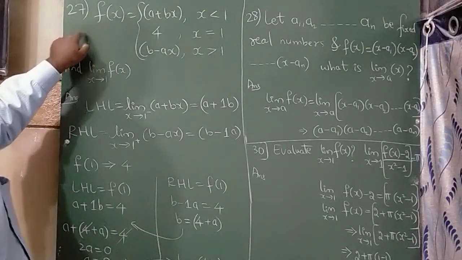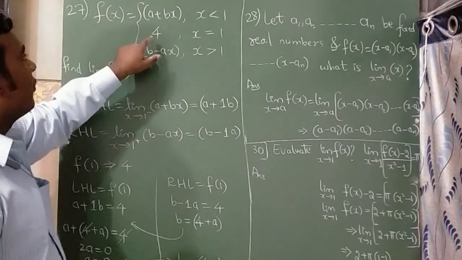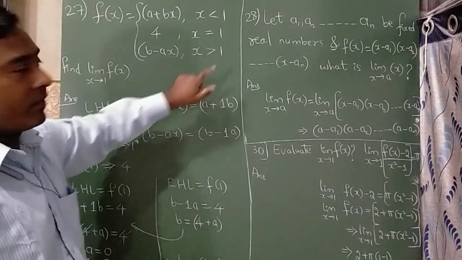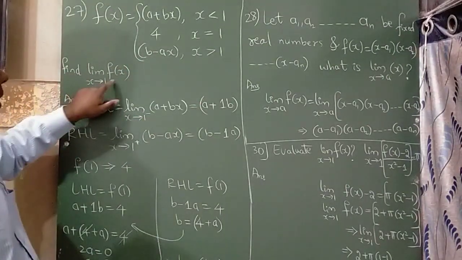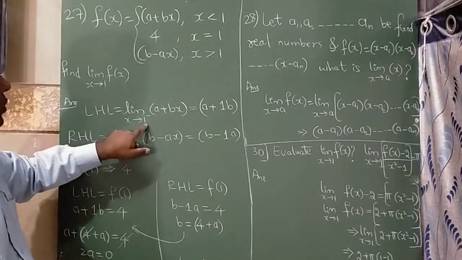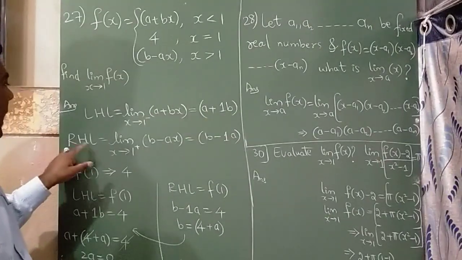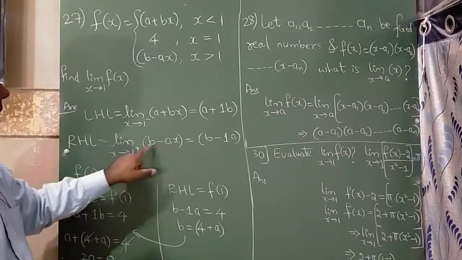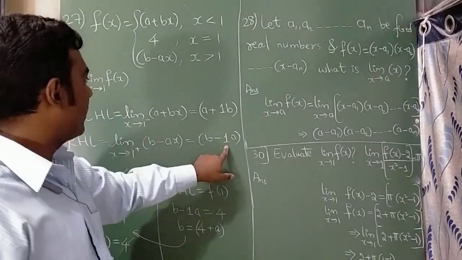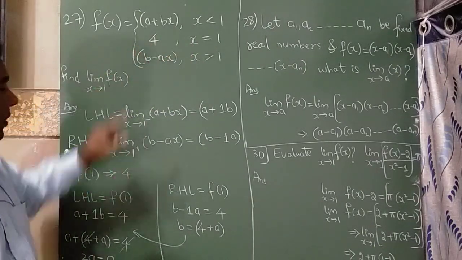Now 27th question, f of x is equal to a plus bx, x is less than 1, 4 when x is equal to 1, and b minus ax when x is greater than 1. Find limit x tends to 1, f of x. So left hand limit, that is LHL, limit x tends to 1 minus a plus bx. Where there is a x, I have substituted 1. Fine. RHL, so limit x tends to 1 plus b minus ax from here. Where there is a x, I have substituted 1. Okay. Now f of 1 is 4, because x is equal to 1, it is 4.